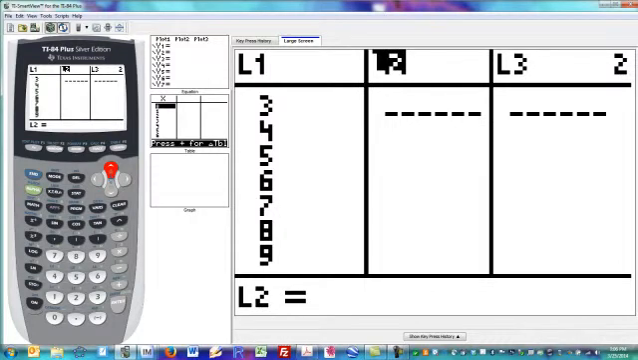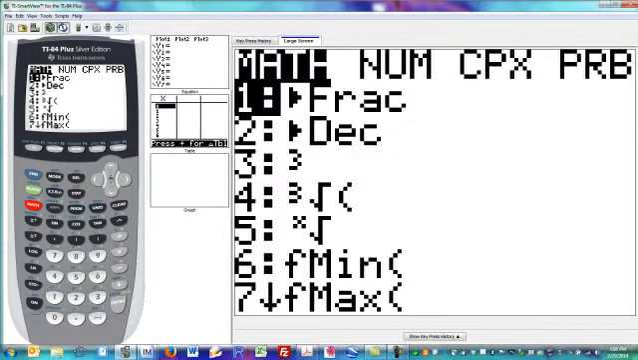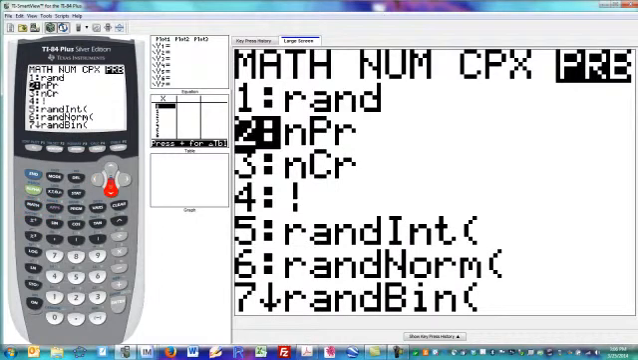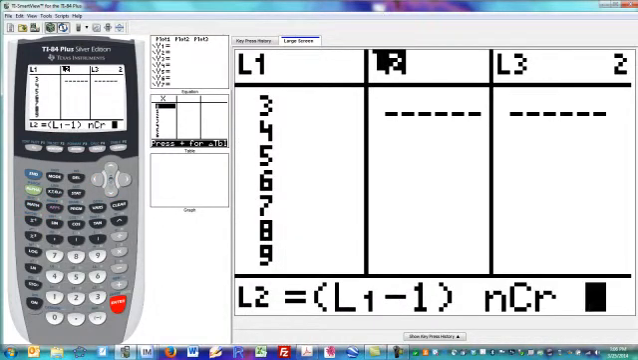Okay, so now we'll go ahead and calculate the probability associated with each of those outcomes. Since we have an expression, we can put that expression in here. So the first thing is we are to take the value of the random variable here, which is L1, and subtract 1 from it, and take that number and combine it using combinatorics, combinations, L1 minus 1, choose 2. That's the first thing.